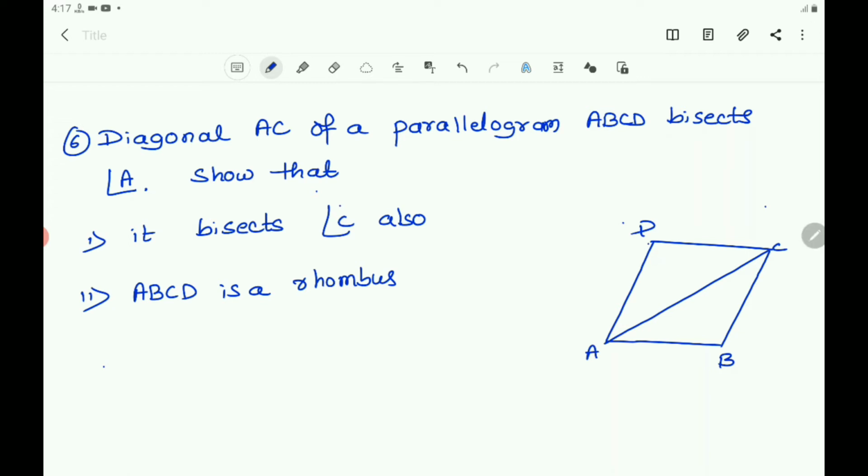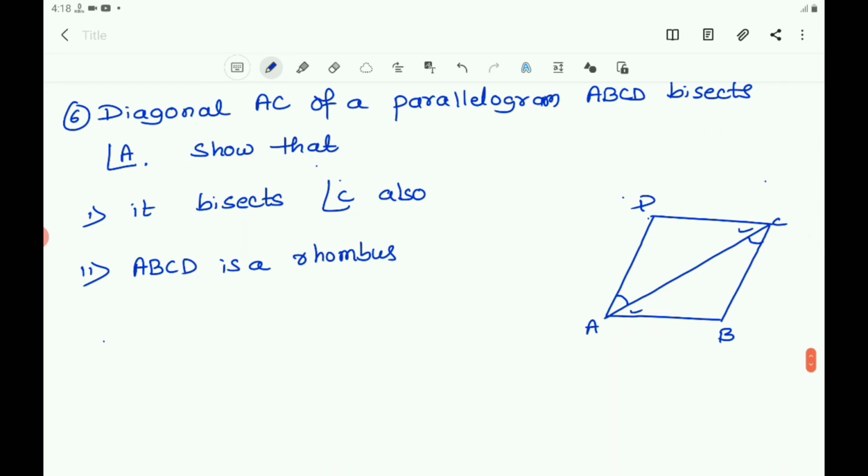Now you know that here AC becomes the transversal of the parallel lines AB and CD, and also it is the transversal of the parallel lines AD and BC. You know that the alternate angles made by the transversal of parallel lines are equal. So you can take that angle ACD is equal to angle BCD, and angle BAC must be equal to angle ACD, and also opposite angles are equal.